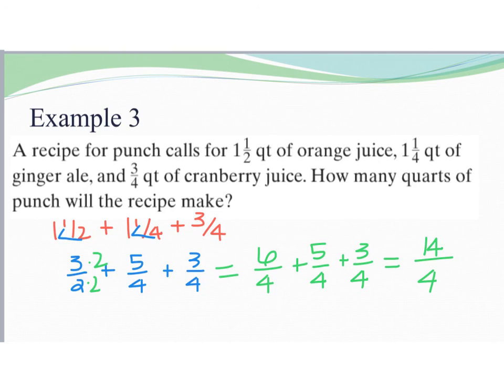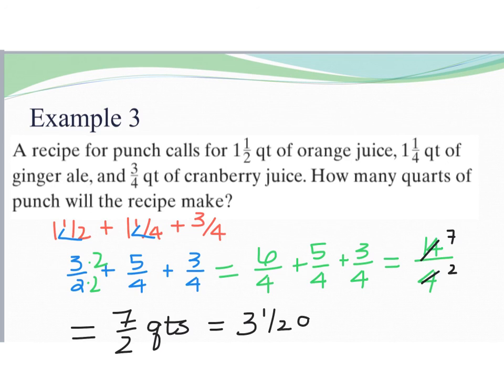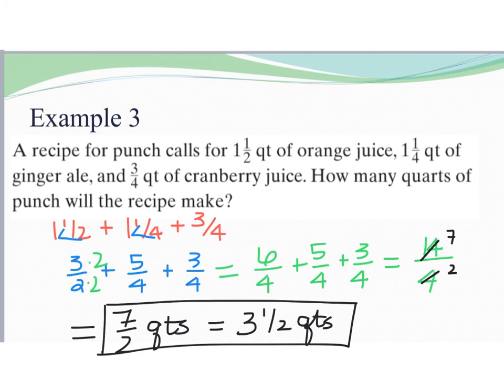Okay, now 14/4 will actually reduce down. So down here, I'm going to go 14/4. 2 will go into 14 7 times, and 2 goes into 4 2 times. So I can say that I have 7/2 quarts. Or if you want to reduce that, 2 goes into 7 3 times, and it leaves me with 3 1/2 quarts. So again, either one of these I would accept.